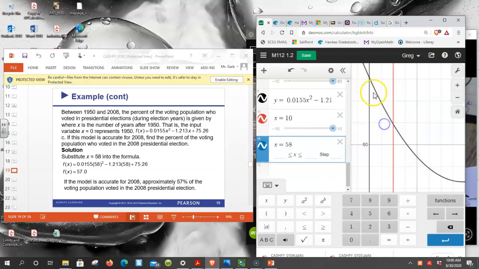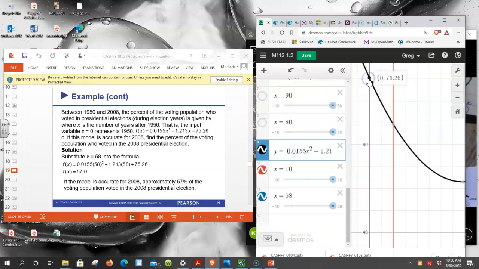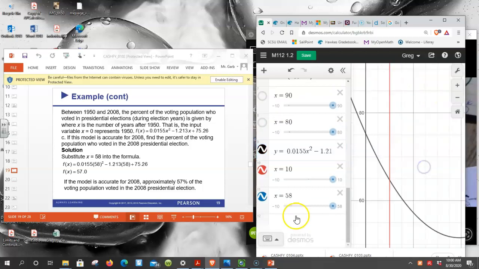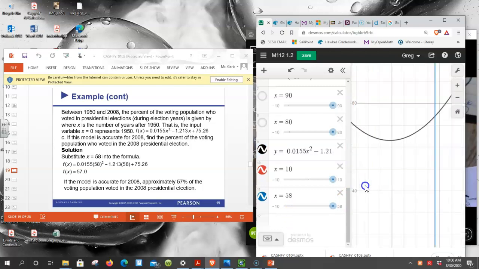So you can see it's going to be much, much lower. Click it right there. And, oh, that's 0. I don't want 0. I want x equals 58. Where's x equals 58? There it is. So about 57%. So in 2008, because 1950 plus 58 is 2008, about 57%.